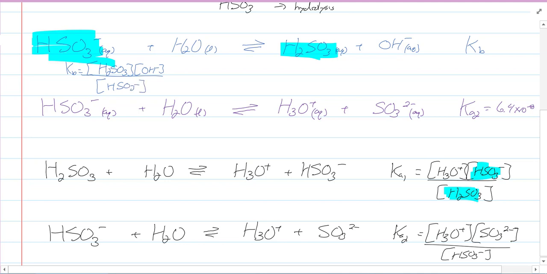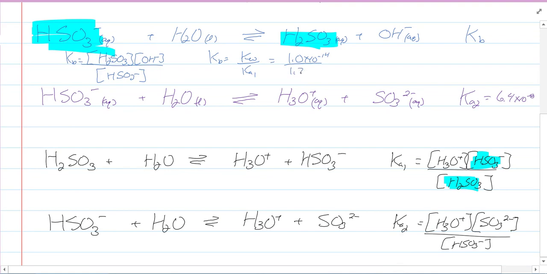And so they're inverses. So Kb is Kw over Ka1, which is 1.0 times 10 to the negative 14. Ka1 was 1.7 times 10 to the negative 2. And so if I do that in my calculator real quick, negative 14 divided by 1.7 times 10 to the negative 2, I get 5.9 times 10 to the negative 13. Well, in this case, Ka2 is much larger, so this will be acidic. And that's the acid-base properties of salts. Take care, guys.